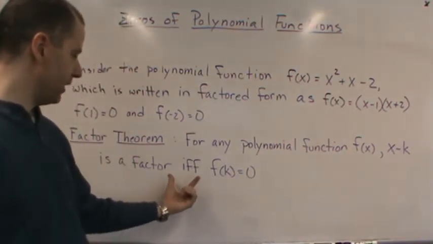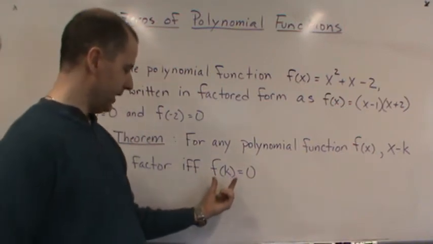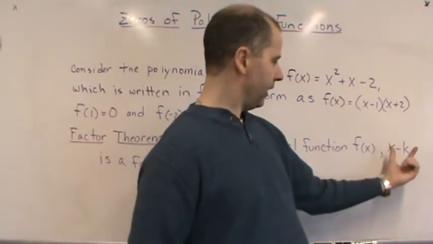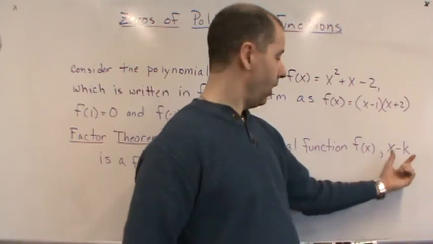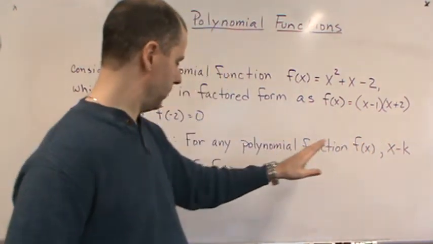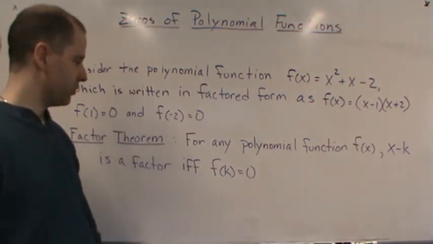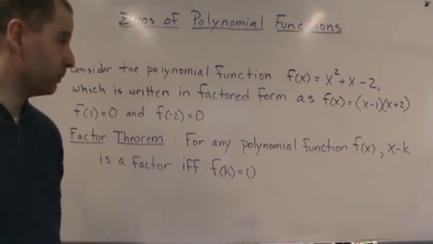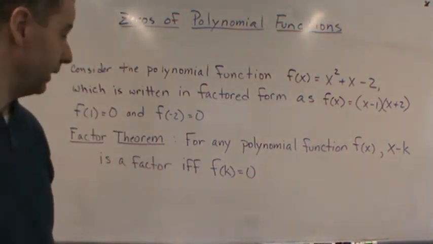So now, this is an if and only if, which means it goes both ways. If I can show that for a given k value, f of k is equal to 0, then x minus k has to be a factor. Likewise, if x minus k is a factor, then I know that f of k has to equal 0 as well. Okay? And so we're going to do an example to show how we can use the factor theorem to help us factor polynomials, and not just polynomials of degree 2, but polynomials of any degree. But we'll get there. Okay.